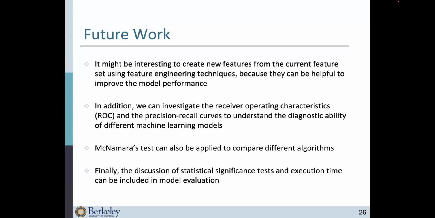In addition, we can investigate the receiver operating characteristic, ROC, and precision factors to understand the diagnostic ability of different machine learning models. For example, McNemar's test can also be applied to compare different algorithms. Finally, a discussion of statistical significance tests and execution time can be included in the model evaluation. And we can apply more complicated models in the future.